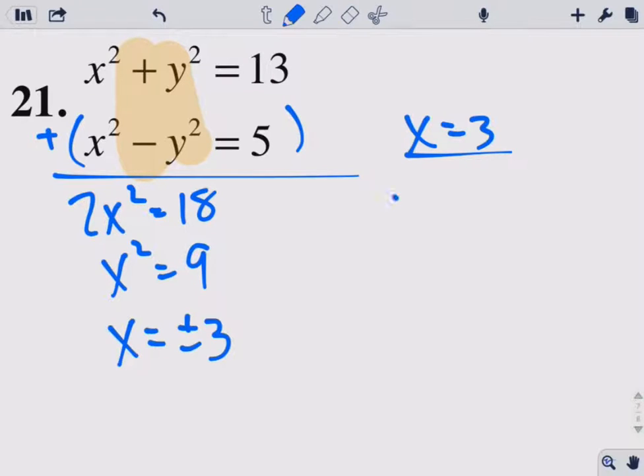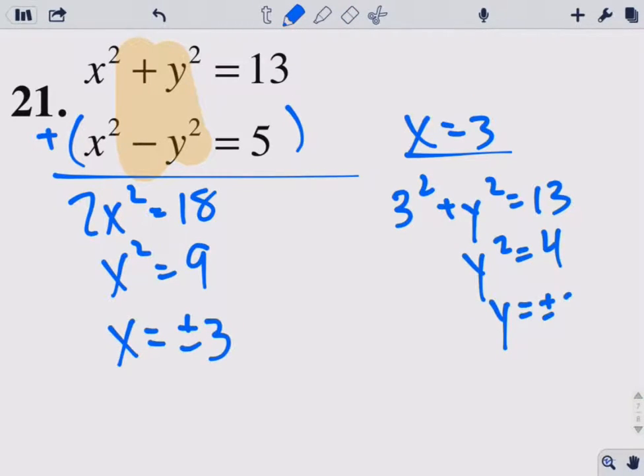What do I get? I get 3 squared plus y squared is equal to 13. Y squared is equal to 4. All right, y squared is equal to 4, and so y is equal to positive negative 2. Remember, this is 9. 13 minus 9 is equal to 4.